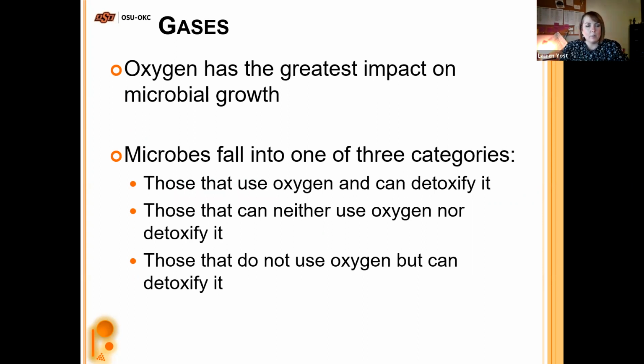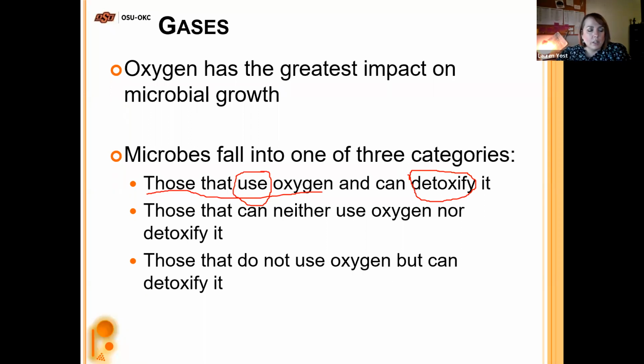As far as being exposed to different kinds of gases, oxygen has the greatest impact on microbial growth. So that's why most of the time we will refer to organisms as aerobic, anaerobic, or facultative anaerobic. Microbes can fall into 3 categories: those that use oxygen and can detoxify it. What do I mean by that? We're going to get into it, so don't worry. But that's the aerobic. So they use oxygen, they're aerobic.